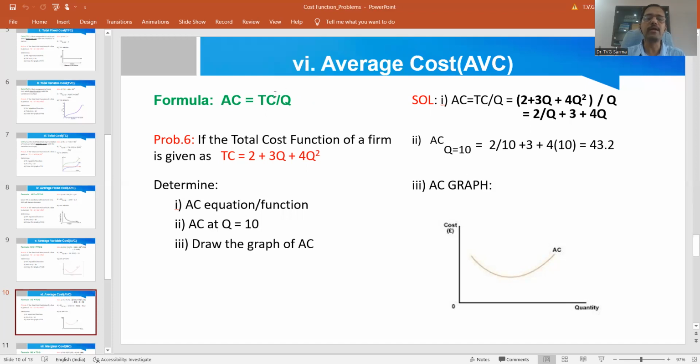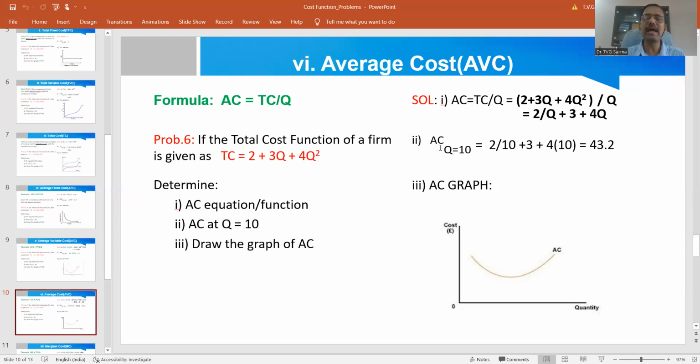For average cost, we directly use the formula total cost divided by output. So this is (2 + 3Q + 4Q²) divided by Q. When I simplify it, it is 2 by Q, 3Q divided by Q gives me 3, 4Q² divided by Q gives me 4Q. So 2/Q + 3 + 4Q is the average cost equation.